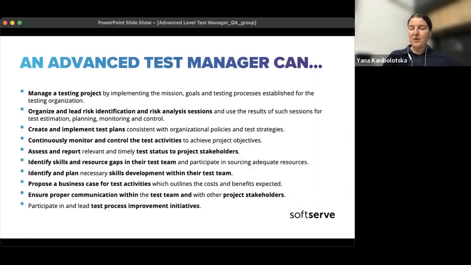So the important part, and I will explain why it's important and what the business outcomes of getting this Advanced Level Test Manager certificate are. Why do you need business outcomes? First of all, for you, definitely. You will see what knowledge you will gain, and what knowledge maybe you will practice, and you can then apply to your project, to your work.